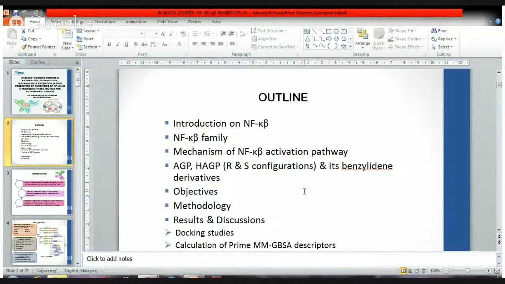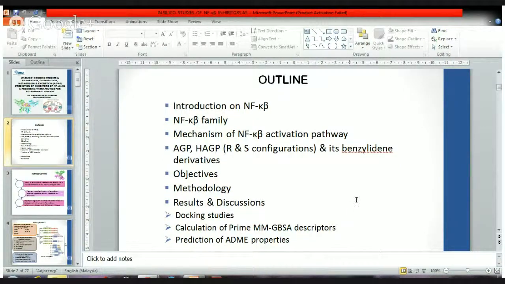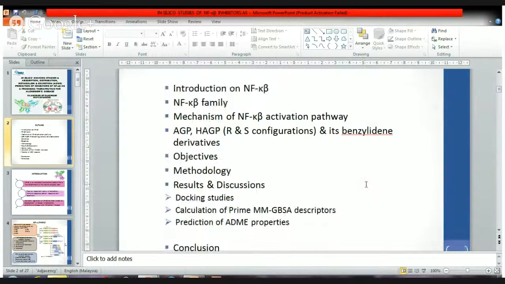So generally, this will be a general outline of what I'm going to be presenting. First I will give an introduction on NF-kappa B, followed by the NF-kappa B family and the mechanisms involved in the NF-kappa B activation pathway. Then I will focus mainly on the molecules that I've used for the docking studies, which are andrographolide and 12,13-dihydroandrographolide, which is HAGP, and its benzylidene derivatives. Then I will focus on the objective, the methodology, as well as the results and discussion. In the results and discussion, I'll be presenting the results obtained from the docking studies, calculation of Prime MM-GBSA descriptors, as well as prediction of ADME properties. Then finally is the conclusion.